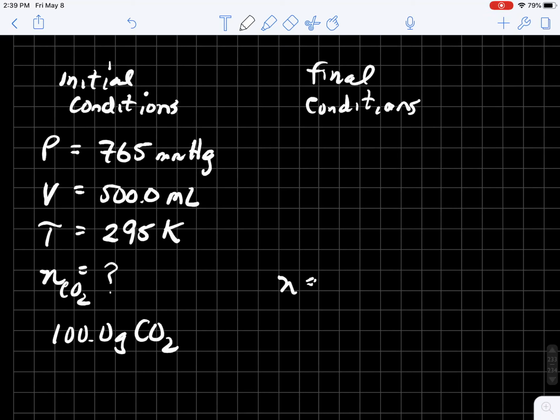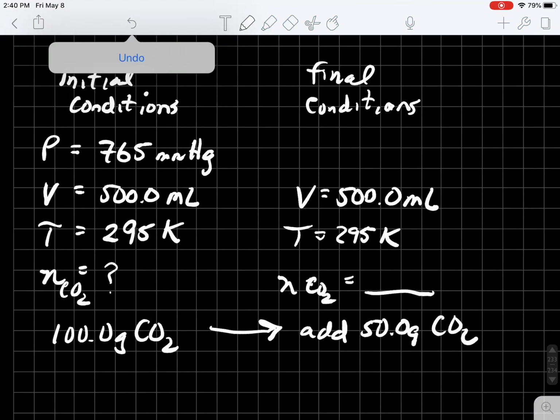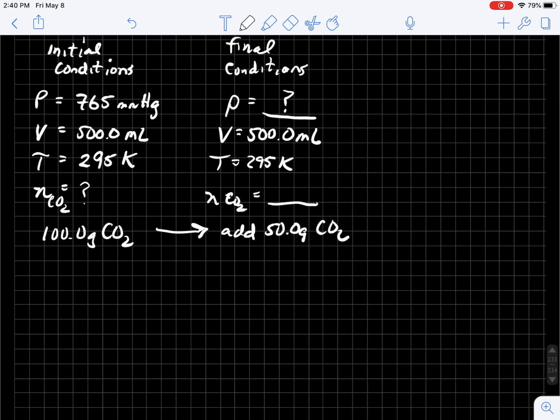We're going to change the number of moles of carbon dioxide. And what we're going to do is take this container and add 50 grams of carbon dioxide to it. So we start off with 100 grams and we're going to add 50 grams of carbon dioxide. Now the container, let's say it's a glass jar, we're going to keep at 500 milliliters. And the temperature of the lab stays at 295 K. I want to know, what is the new pressure?